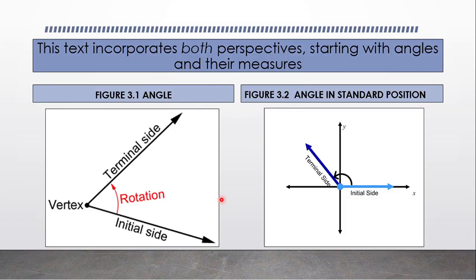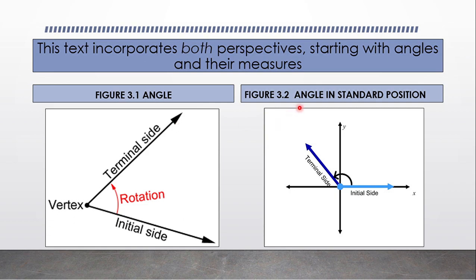Next, compare these two figures. This text incorporates both perspectives, starting with angles and their measures. In Figure 3.1, the focus is only on the angle. The rotation is counterclockwise, and we have the vertex, the initial side, and the terminal side.